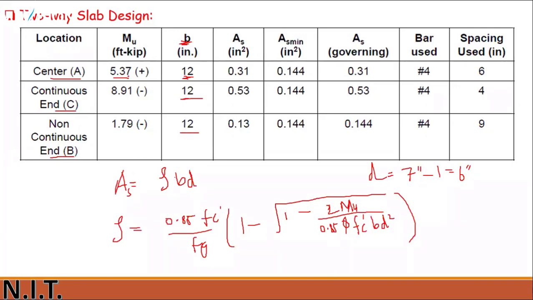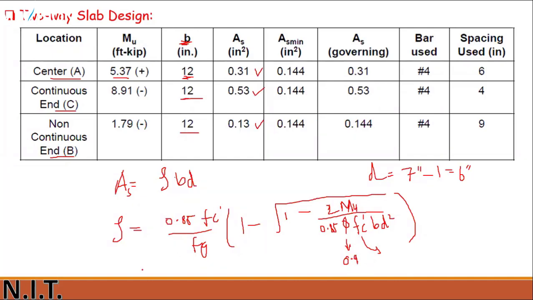Mu, these values will be put here. This is Mu. The phi value for a slab is equal to 0.9. fc prime is 3 ksi and fy is 40 ksi. Clear? Put these values in this formula and you will get the area of steel, which is equal to 0.31, 0.53 and 0.13 inch square.